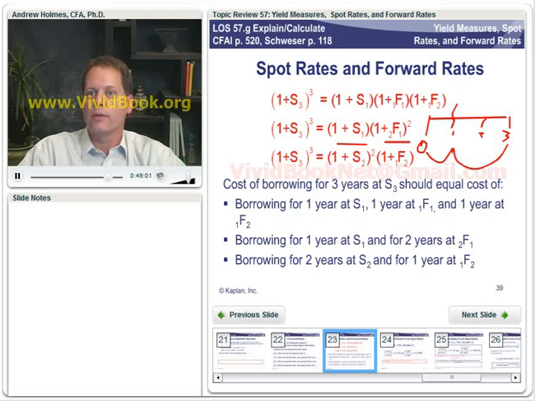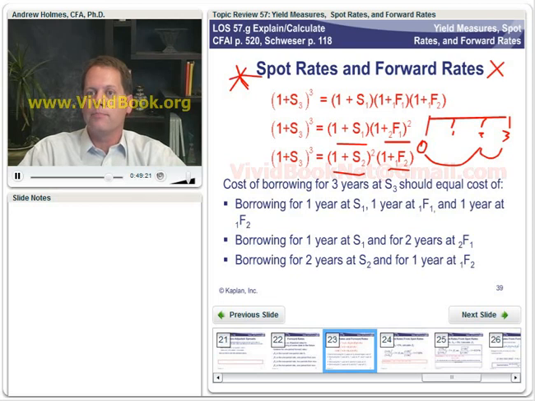So if we have a 2-year spot rate, that takes us from 0 to 2. And then the 1-year forward rate 2 years from now would be right here. The returns have to be the same. That's all this is saying. So this is the link between spot rates and forward rates, and this is really the key to most of the rest of the reading.